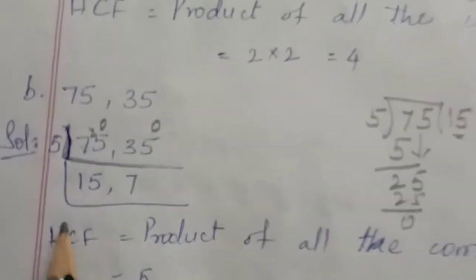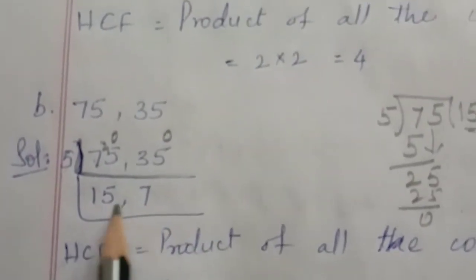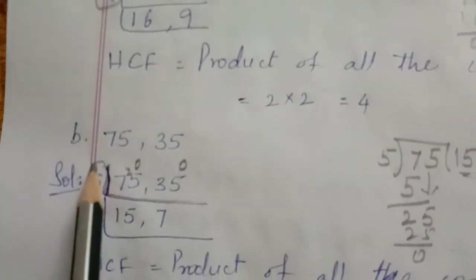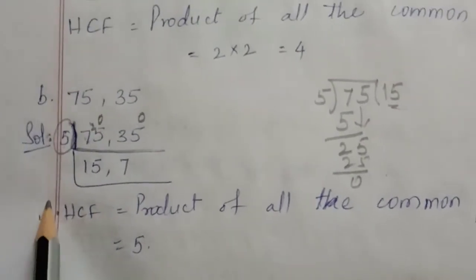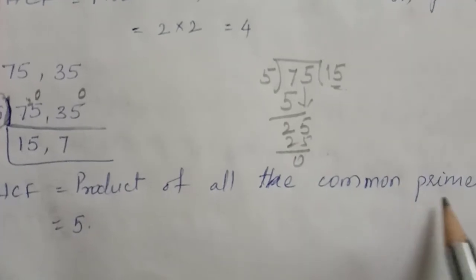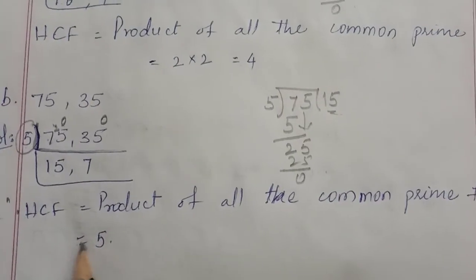Now children, 15 and 7 will not come in the same table. So we will just leave here. Our answer is 5. Therefore, HCF is equal to product of all the common prime factors, which is equal to 5.